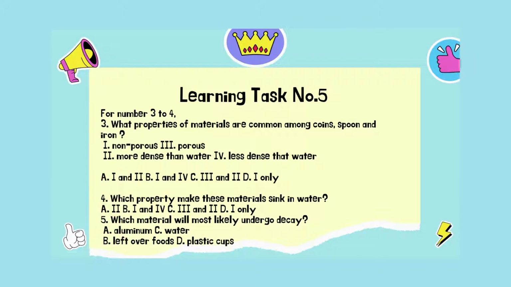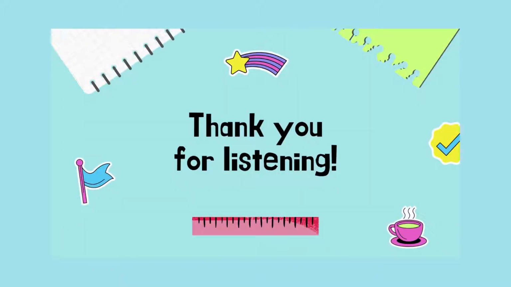For number 3, A is the correct answer. Coins, spoon, and iron are non-porous materials. Number 4, A is the correct answer. Coins, spoon, and iron are more dense than water, which is why these materials sink in water. And for number 5, leftover foods are most likely to undergo decay. That is all for today's lesson.